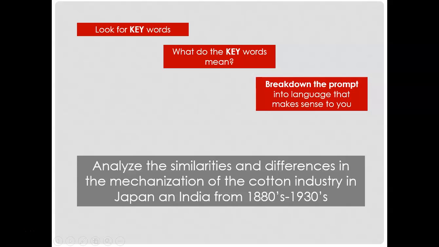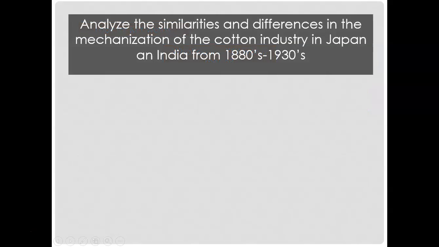So let's say you're given this prompt: analyze the similarities and differences in the mechanization of the cotton industry in Japan and India from 1880 to 1930. Now, when we look at that first, it is like, good gracious, that is one verbose prompt. There are a lot of words in it. But if we do exactly what we set up here, we can make it pretty simple. So here we go. Analyze the similarities and differences in the mechanization of the cotton industry in Japan and India from 1880 to 1930. Okay, so let's find those keywords.